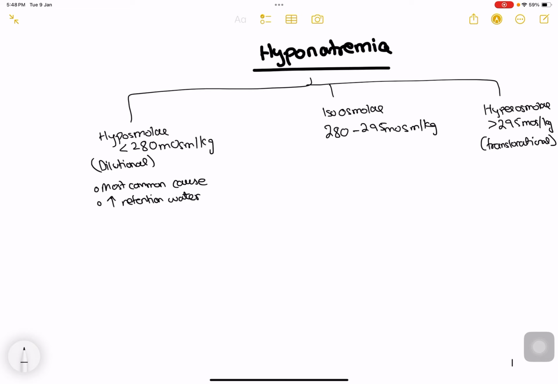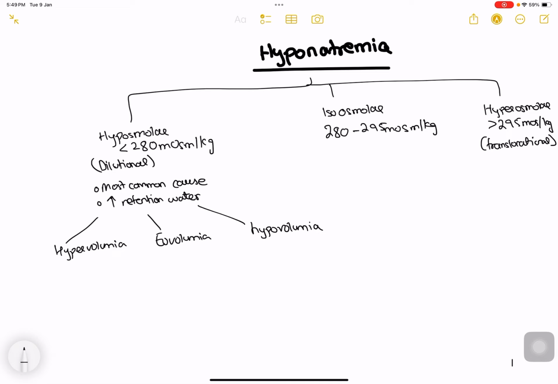So volume assessment could be that the patient could have hypervolemia, euvolemia, or the patient could be hypovolemic. We'll discuss the further causes of these later on, but first we will complete isoosmolar.